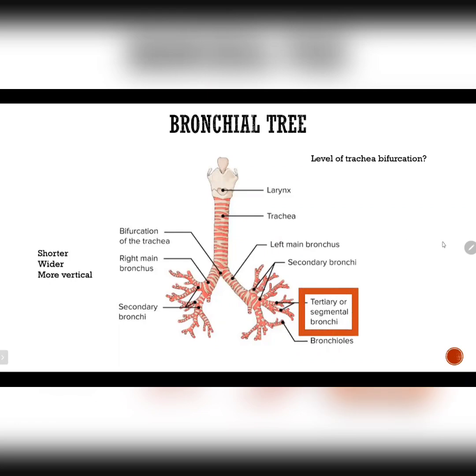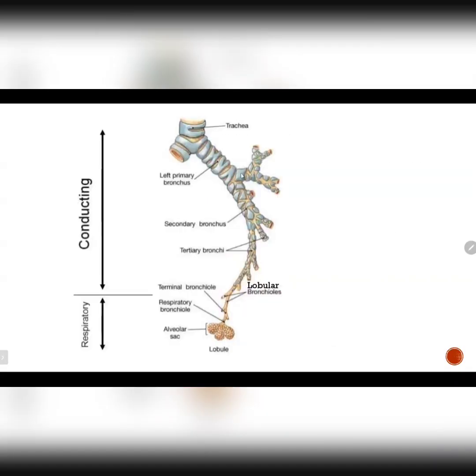So the important feature we're going to focus on today is the tertiary bronchus, also known as segmental bronchi. This is a little more detail for those who are interested: the tertiary bronchus will actually divide into lobular bronchiole. The next division is called terminal bronchiole, and finally the respiratory bronchiole. Respiratory bronchiole will further lead to alveolar duct and alveolar sac.